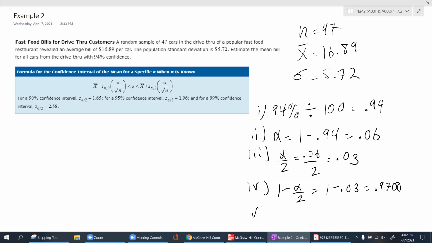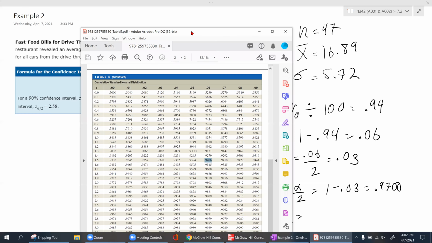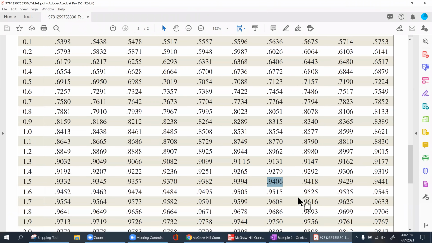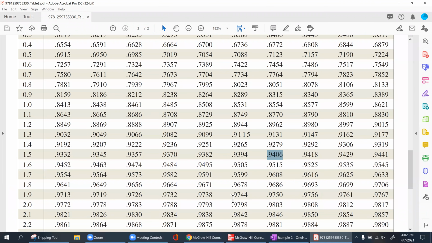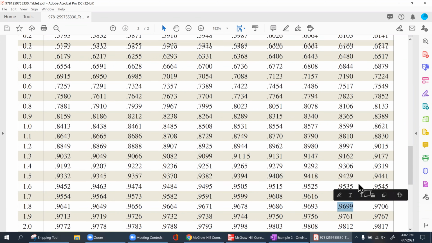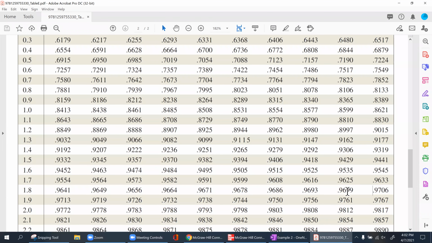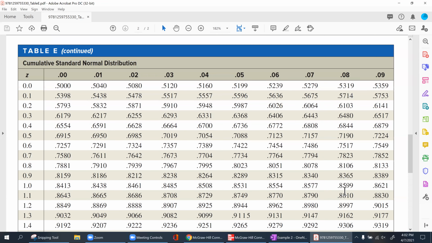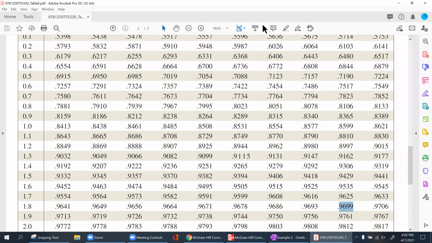All right. So now I need to find out what is that Z value that corresponds to that 94% confidence interval, right? So I have 0.9700. Let's go ahead and find that 0.9700. Right here. That's pretty close, right? 0.99 is closer than 0.06, so I would choose this one. That is 1.88. All right, 1.88.